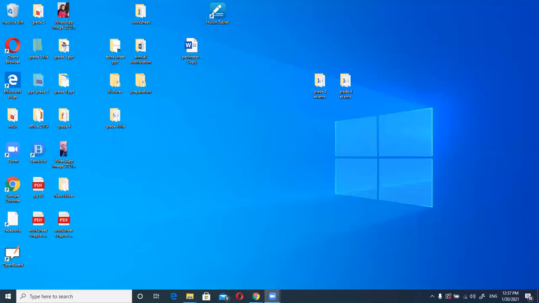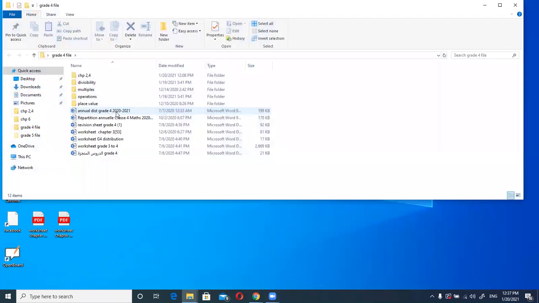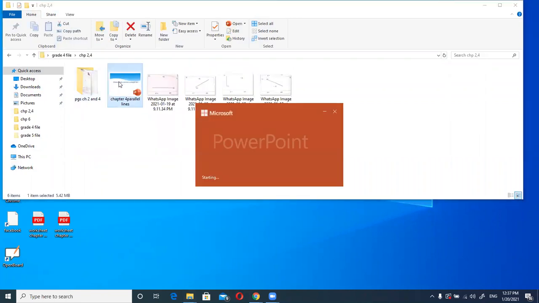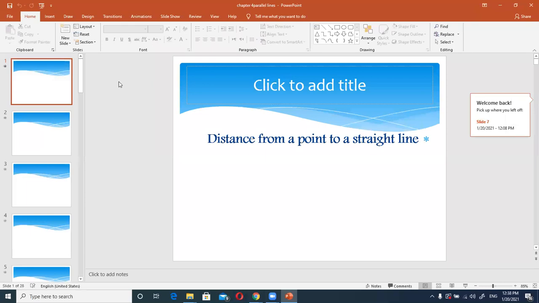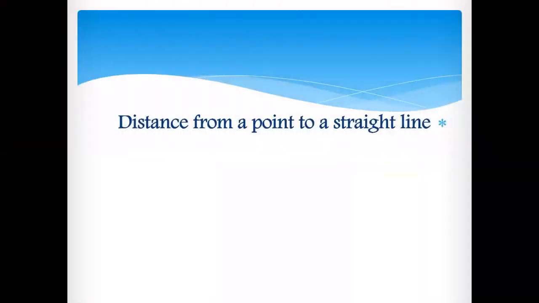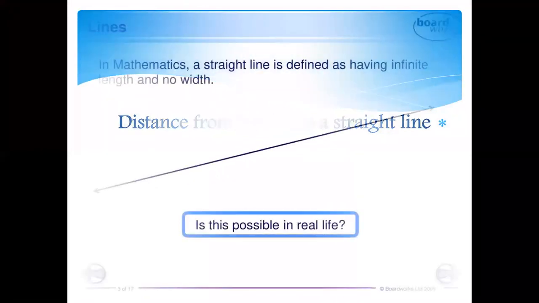Fine. We will continue practicing how to draw a perpendicular line in order to find the distance from a point to a straight line. Before we start, I will revise again what I mean by line and what is the difference between line and segment. So our lesson today is about distance from a point to a straight line.